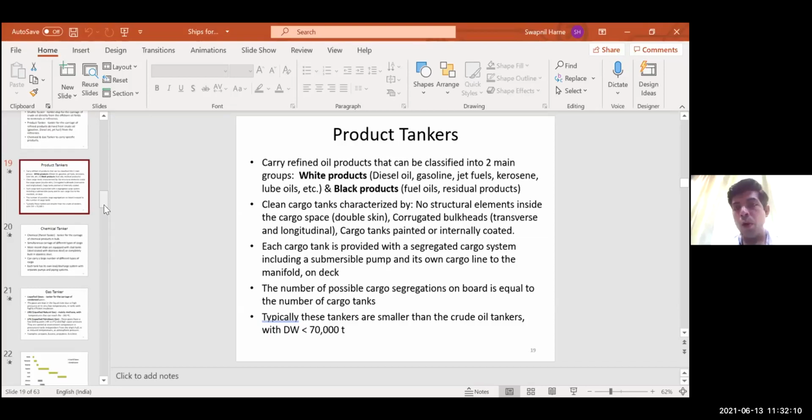So I don't want to go into that detail and confuse you. Just for your information, remember this is the size of a vessel. This is Aframax. This is Suezmax. Aframax is smaller than Suezmax. VLCC is bigger than Suezmax. ULCC is bigger than VLCC. Remember that particular thing.